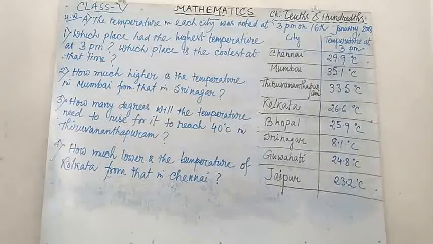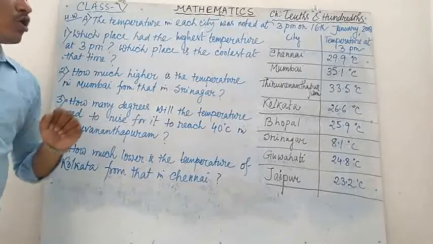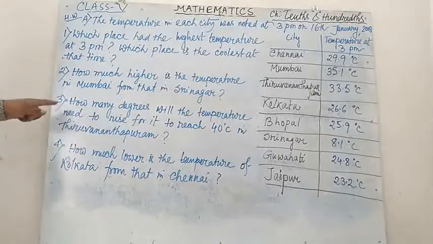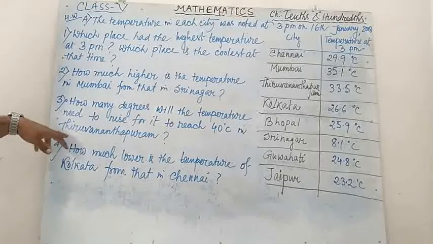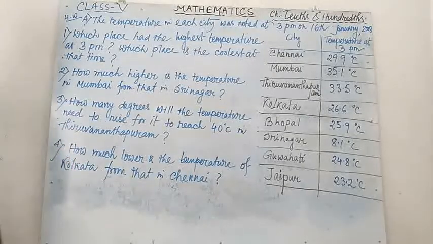Question number 1. Which place had the highest temperature at 3 p.m.? Which place is the coolest at that time? Number 2, how much higher is the temperature in Mumbai than in Srinagar? Number 3, how many degrees will the temperature need to rise to reach 40 degrees centigrade in Thiruvananthapuram? Number 4, how much lower is the temperature of Kolkata than in Chennai?